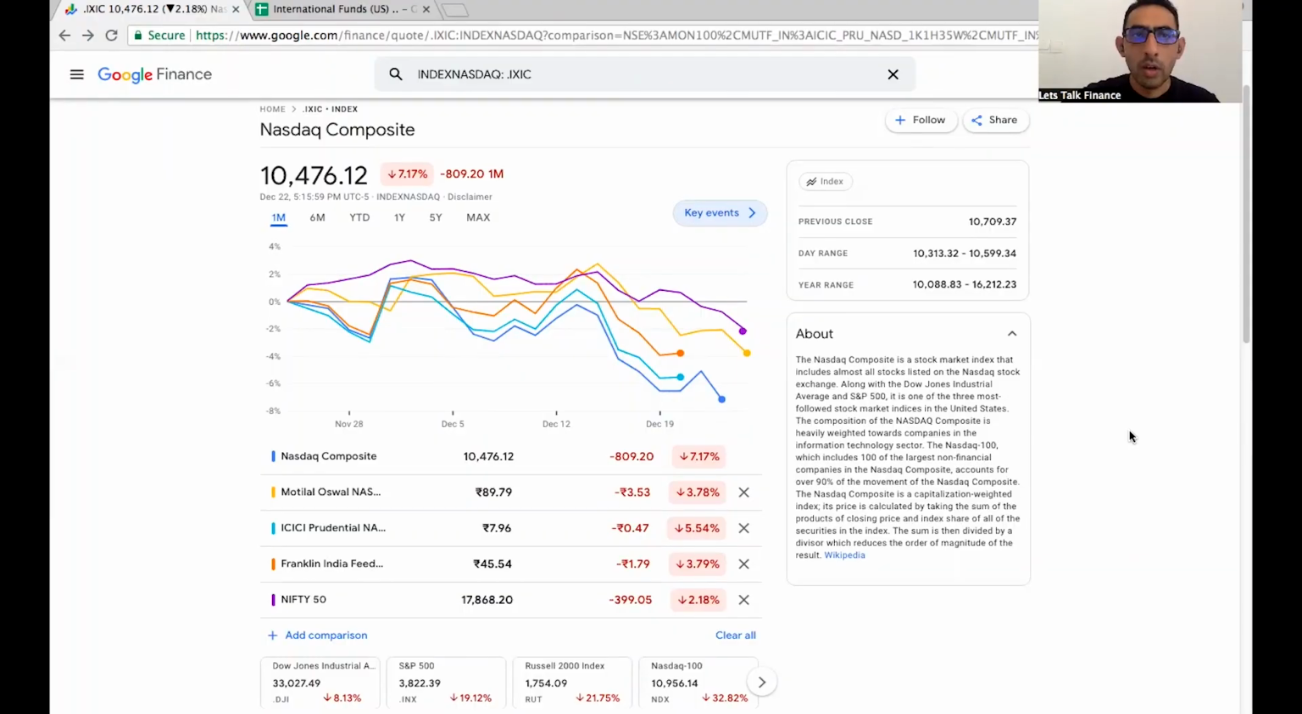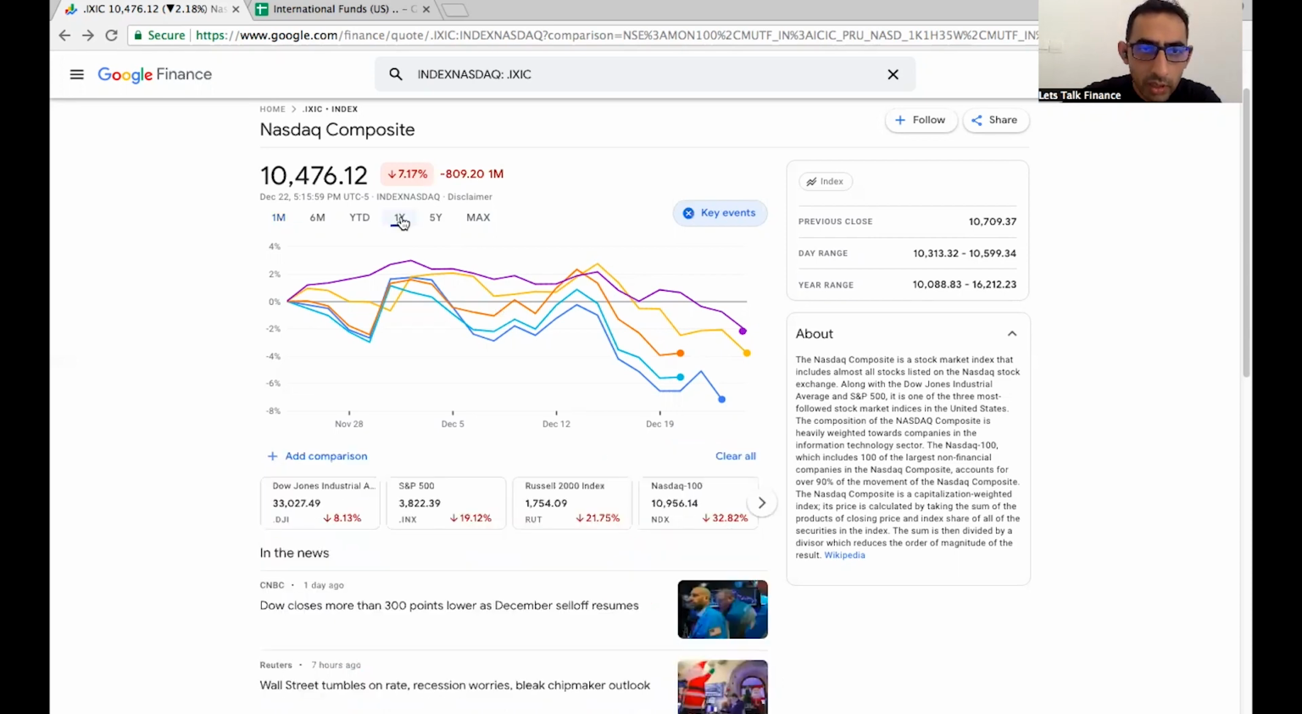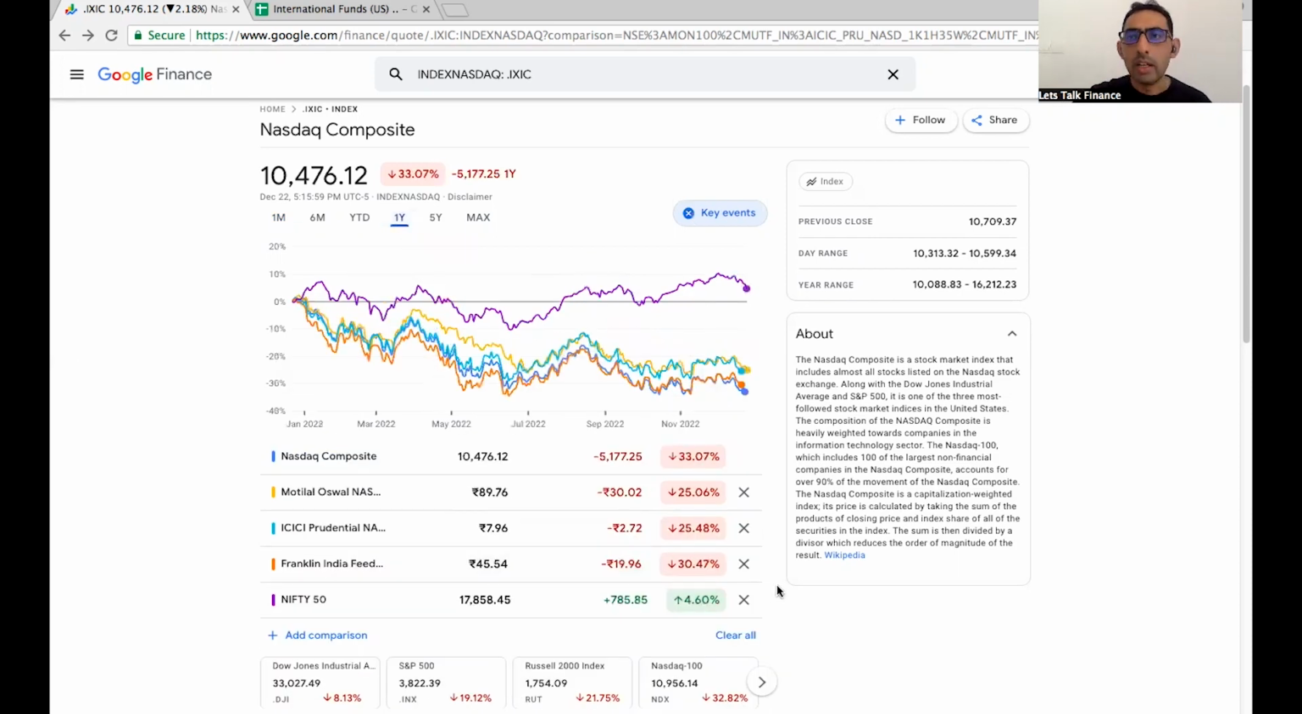Okay, now let's quickly compare the funds along with the Nasdaq index and see how they have performed in the last 1 and 5 years. Let me quickly show you the same. What I have done is we will compare Nasdaq Composite, Motilal Oswal Nasdaq ETF, ICICI Prudential ETF, Franklin India Feeder and Nifty 50.